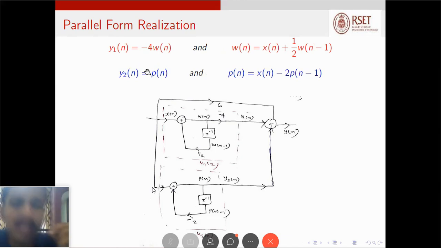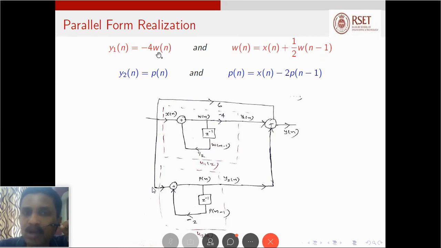Here you can see that y1 of n is equal to minus 4 w of n. So if w of n is available, multiply it with minus 4, and you will get y1 of n. Similarly, w of n is equal to x of n plus 1 by 2 w of n minus 1. If you introduce a delay element, Z inverse, you will get w of n minus 1 here. Multiply this with 1 by 2, you will get 1 by 2 w of n minus 1, and then add this with x of n, you will get w of n. This part is the realization of h1 of Z.